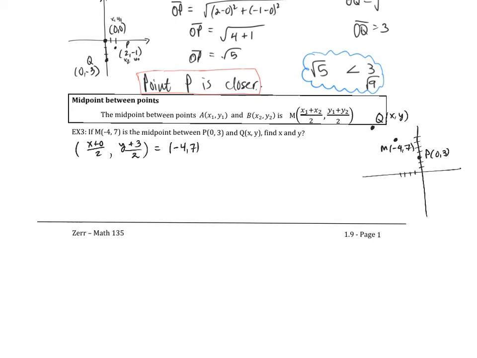And I'm just going to break it down and look at the x. So x plus 0, that's just x over 2 is equal to -4. And multiplying both sides by 2, we get x is -8. And then same thing with our y's. Y plus 3 over 2 is equal to 7. So multiplying both sides by 2, we'd get y plus 3 equals 14. And subtracting 3, we get y is equal to 11. So that tells us that the point Q is at negative 8, 11.